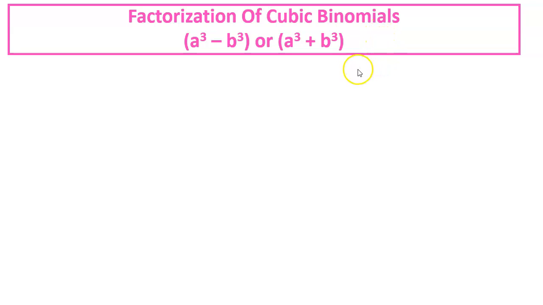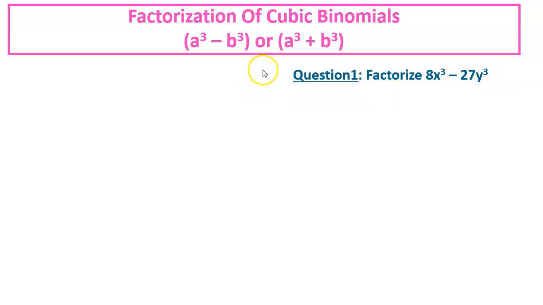First of all, let us look at the question. It is question 1. That means there will be two questions in this session. The first question is factorize 8x to the power of 3 minus 27y to the power of 3.